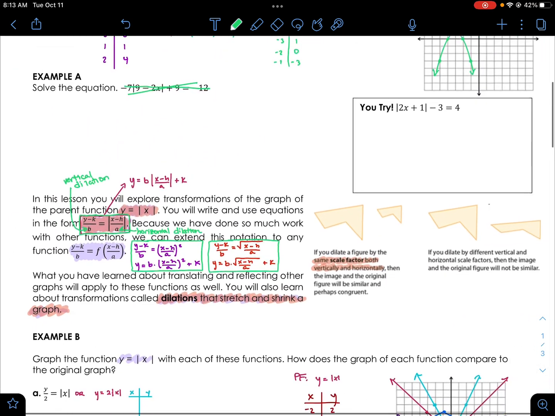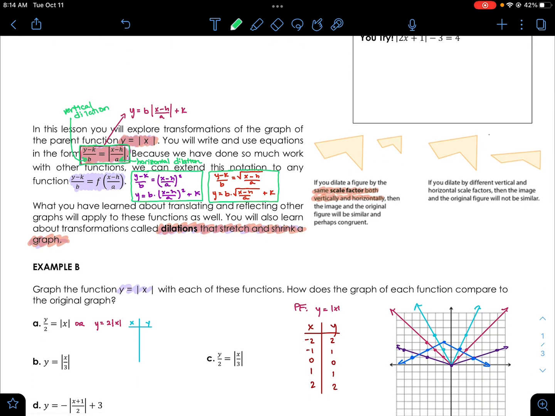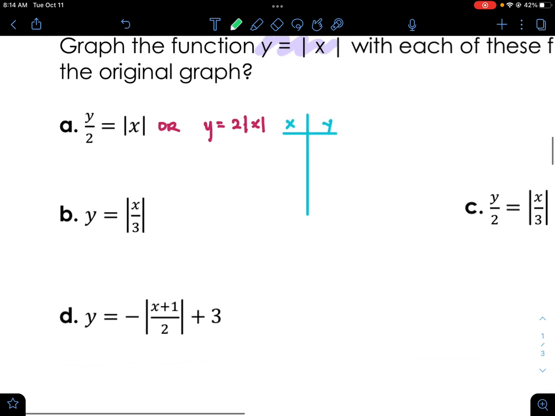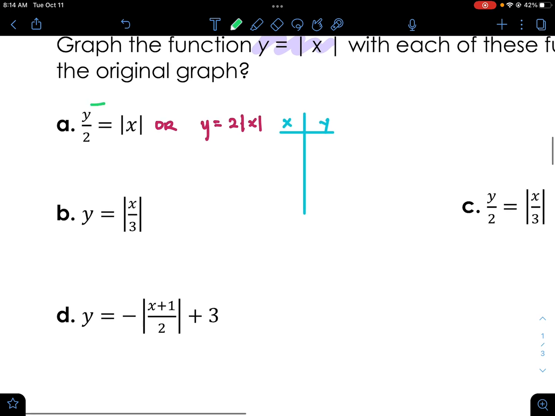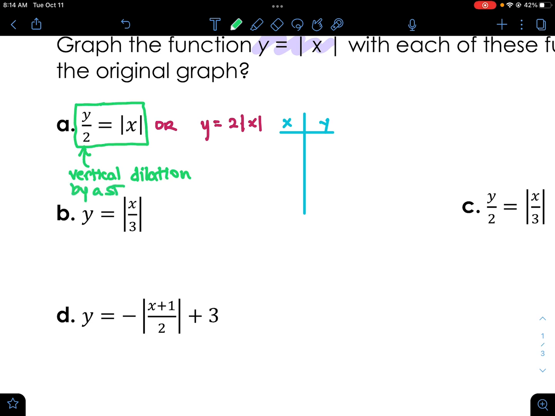So let's take a look at the absolute value family. If we look at this, what we see is this equation, y divided by 2 equals the absolute value of x. Again, you want to take a look at this and see what transformations are happening. This is written as a double I, and this 2 represents a scale factor. This is a vertical dilation because it's underneath the y. Our y values are going up and down, so vertical. This is a vertical dilation, and it's going to be by a scale factor. So SF represents scale factor of 2.